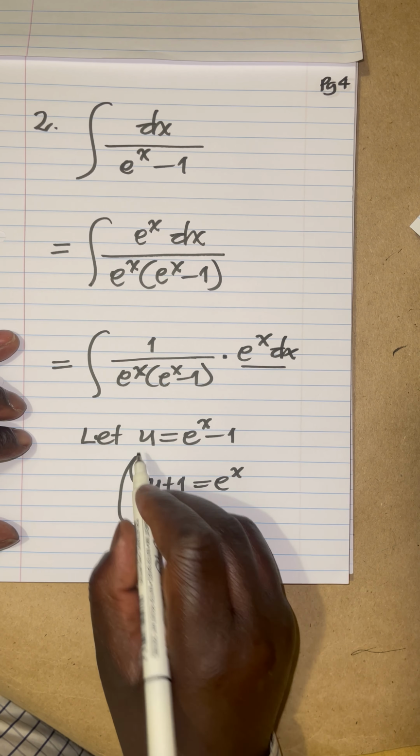It will be the integral of 1 all over, in the place of e power x, I'm going to have u plus 1. In the place of e power x minus 1, I'm going to have u. Then times in the place of e power x dx, I'm going to have du. Right, now we can go ahead and see how to move from there. Let me move this up now.